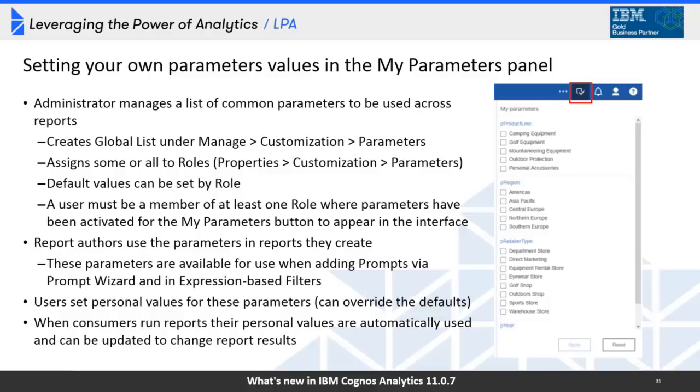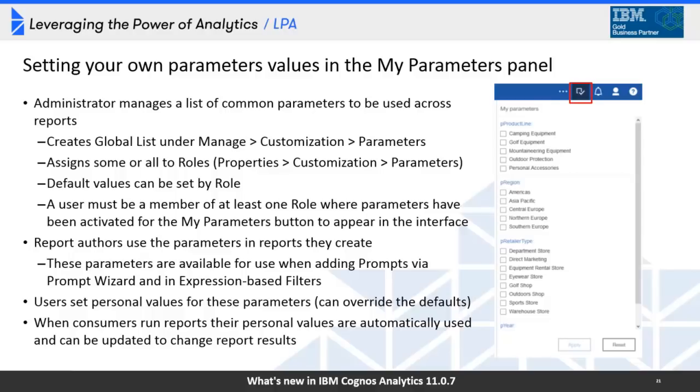This parameter notion works like this. The administrator has a way to set up a global list of parameters. That is done through the Manage button under Customization. The global list is managed there. Then the administrator assigns parameters to roles using, again, the Manage button. In the Accounts area, roles have properties. You go to Customization, and the parameters are there. And from that master list, you say, people in this role are going to have access to these parameters. And you might even set a default value by role for those parameters.